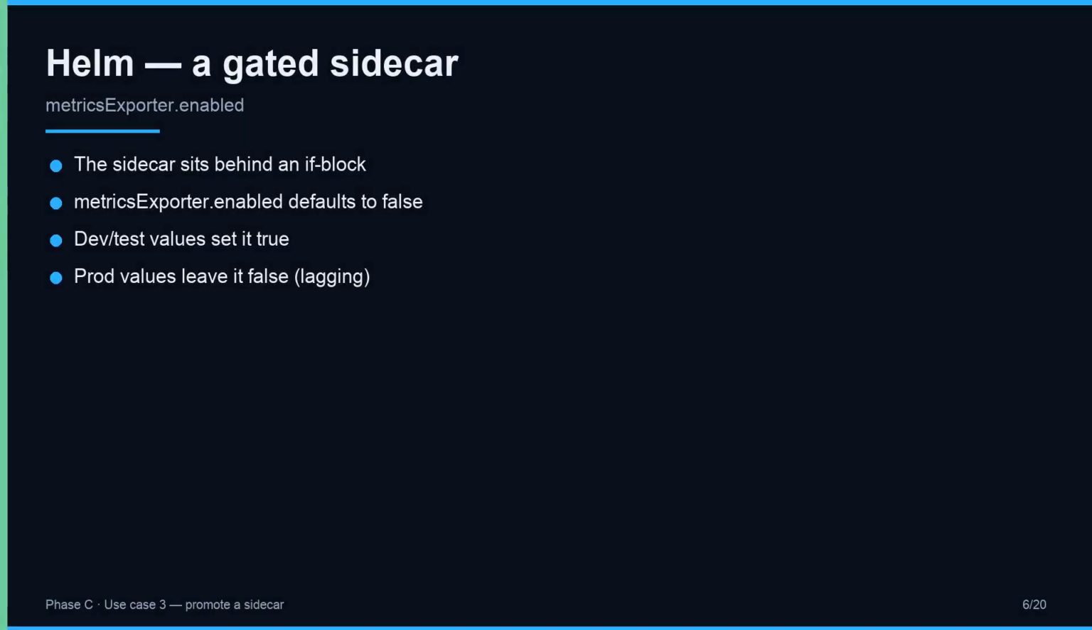In Helm, the sidecar sits behind a conditional block in the template. The flag, metrics exporter enabled, defaults to false in the base, a safe choice. The dev and test values files set it to true. The prod values file leaves it false, because we have not promoted it there yet. Finishing the rollout means flipping prod's flag.